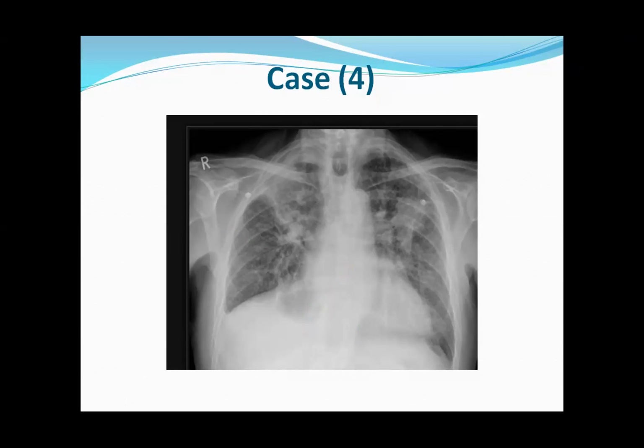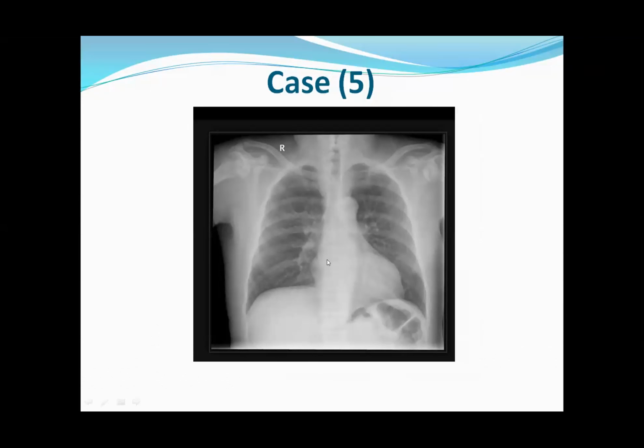Second differential would be. Any different diagnosis you have? This type of fibrosis can also occur in ankylosing spondylitis and sarcoidosis, but however, there are no significant lymph nodes seen at the hila. Okay. Next.